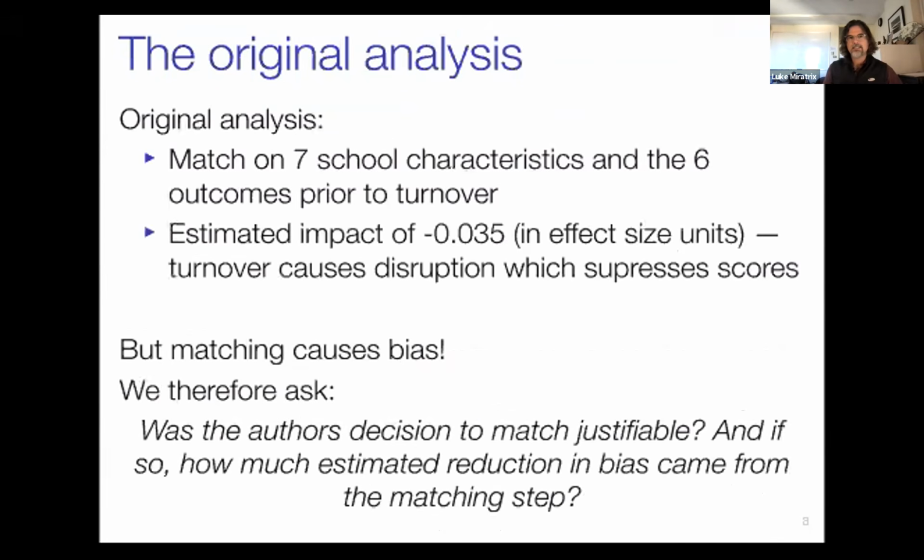So the original analysis in our running example is they matched on 7 school characteristics. These were baseline characteristics, and also 6 outcomes prior to the principal turnover. And they had an estimated impact of negative 0.035 in effect size units. So turnover causes disruption, which suppresses student test scores. But matching causes bias, and they just matched on pre-treatment outcomes in particular. So we asked, was the author's decision to match justifiable? And if so, how much estimated bias reduction came from that matching step?